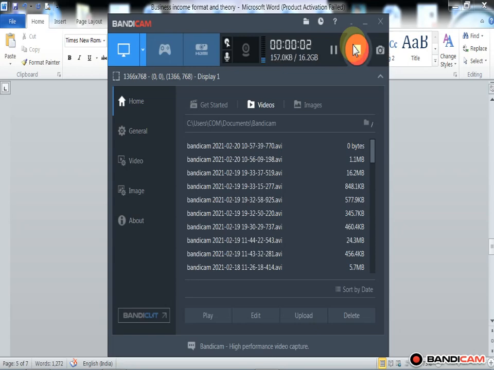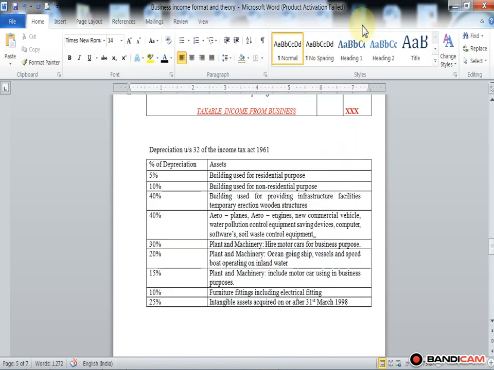Hello students, in our previous lecture we studied a format for computation of taxable income from business. In today's lecture we are going to start a practical problem on computation of taxable or total income of the business. First of all we study the allowable depreciation under section 32 of the Income Tax Act 1961. Then we are going to solve practical problem number one.